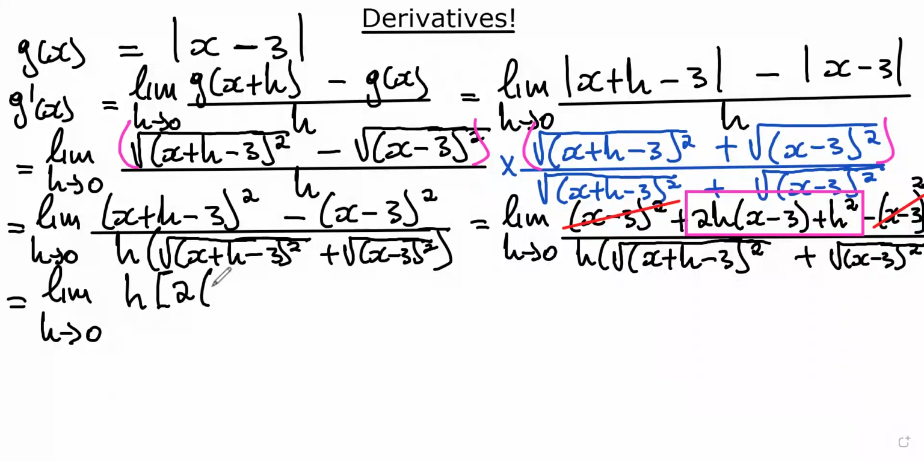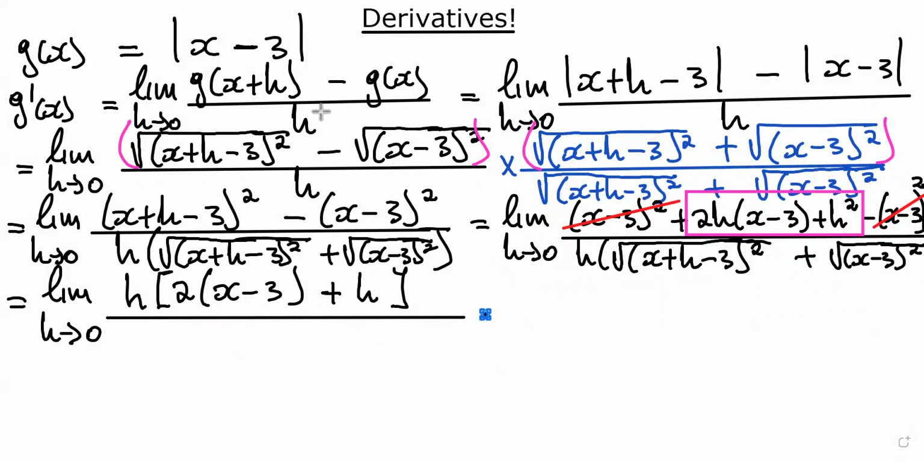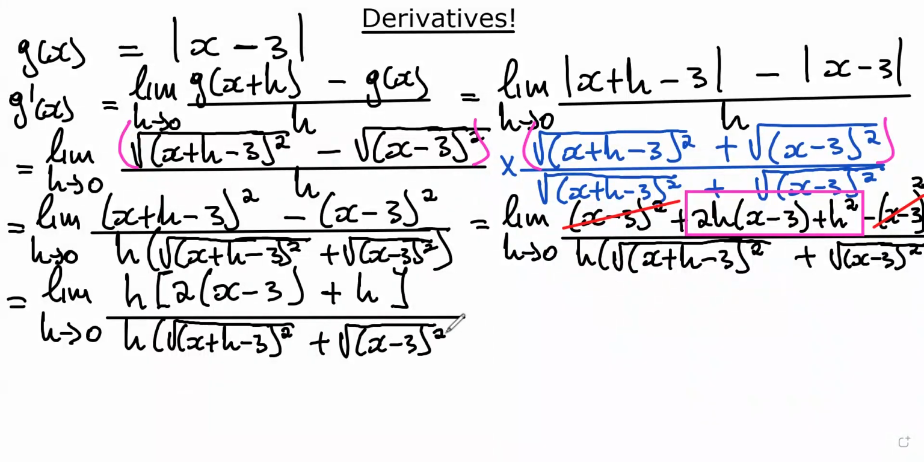And when we do, we are left with 2 into x minus 3 from the first term, and we are left with h from the second one. But then we say everything is divided by what? By h into square root x plus h minus 3, which is all squared. And this is added to x minus 3, which is further squared. So now we have achieved our aim, things that will cancel out.